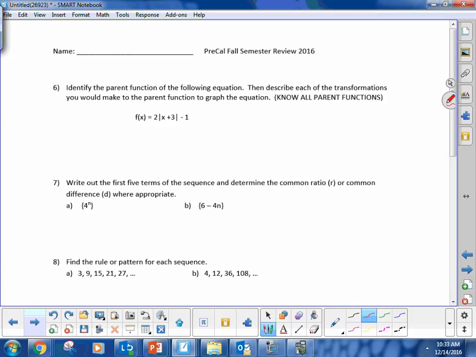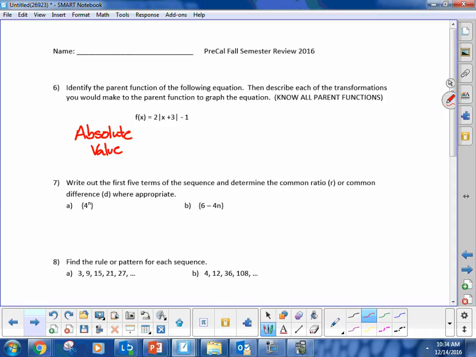And this is right here. Identify the parent function of the following equation, then describe all the transformations you would make to the parent function to graph the equation. Now, this is the absolute value one. It's going to be important you go back and review them. I'll bring them up, but probably in the next video section because I'm going to run out of time.